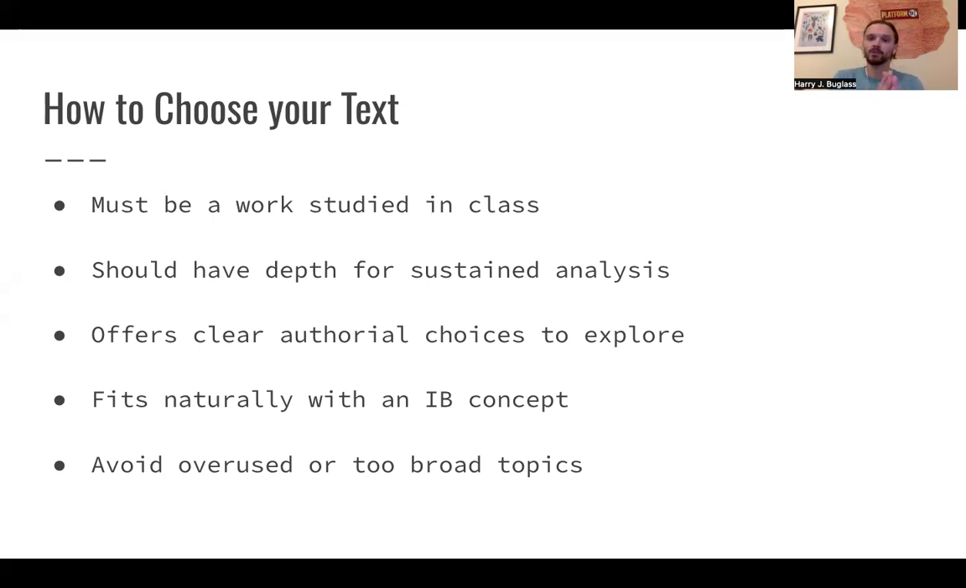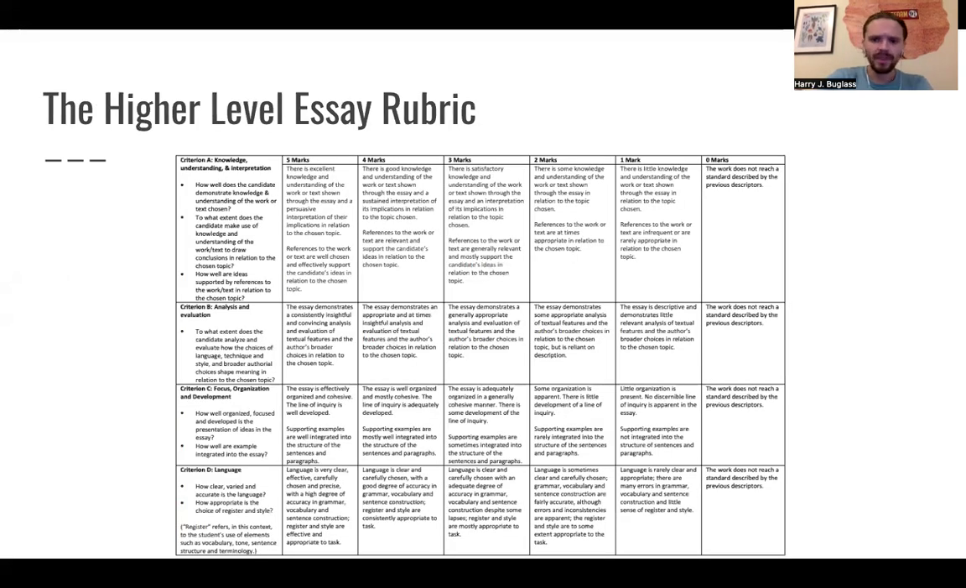Now, avoid picking something just because you like it. Pick it because it fits a concept that you're interested in and has multiple moments of authorial craft that you can unpack. Steer clear of overused and sweeping topics. Instead, go for precision and depth. So, here's the rubric, and it is your route map to a 7. Feel free to pause the video and screenshot this.